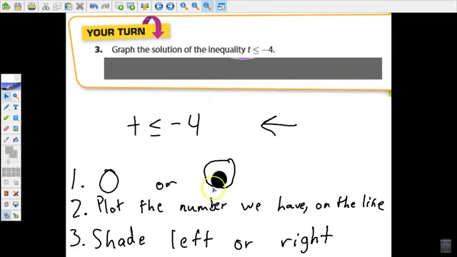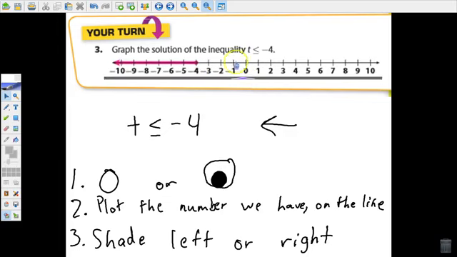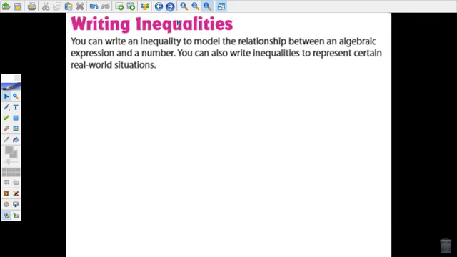So, closed dot, plot -4. We start at 0, go to the left for -4, plot it with the closed circle, and then we shade to the left. Let's see if we are right. Start at 0, go to the left -4, plot it with the closed circle, shade to the left. Boom! We did it. Moving on.